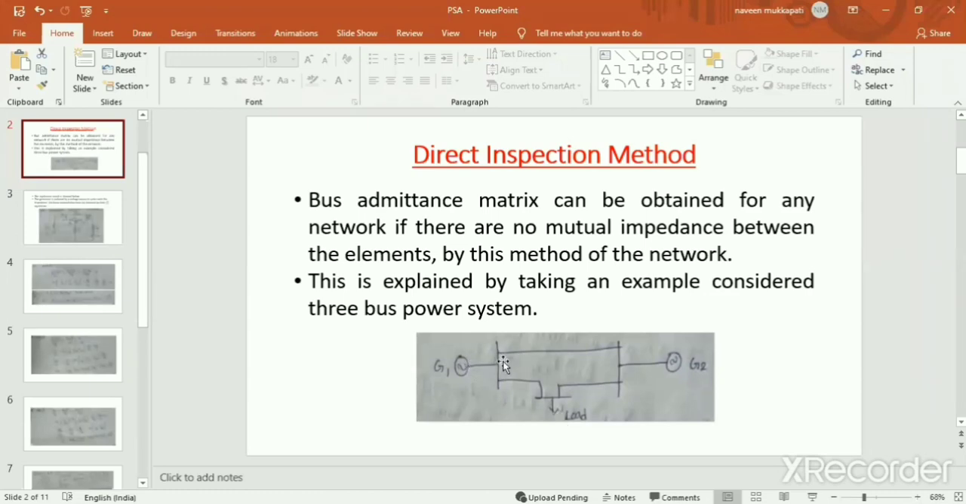These are the buses: bus 1, bus 2, bus 3. We have three elements between the three buses. The first element is between bus 1 and bus 2. Element 2 is between bus 1 and bus 3. The next element is between bus 3 and bus 2. The equivalent representation for these elements in the reactance diagram is only the impedance.